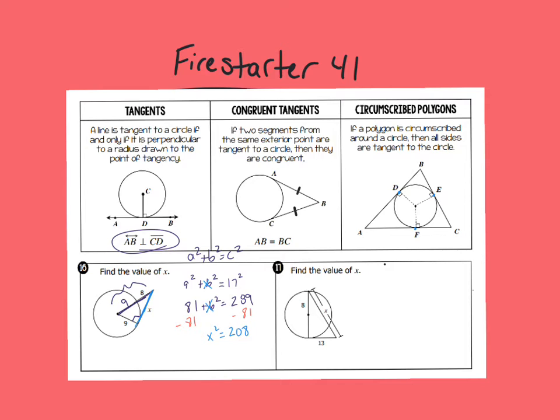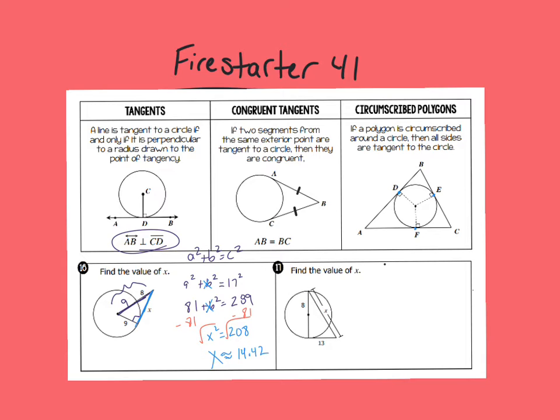Now remember, to get rid of the little 2, we square root both sides. I'm just going to put the square root of 208 in my calculator. So x equals the square root of 208, which is about 14.42. Remember, it's about, because a square root like this is an irrational number that goes on forever.